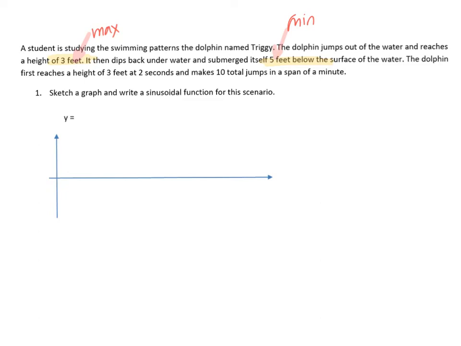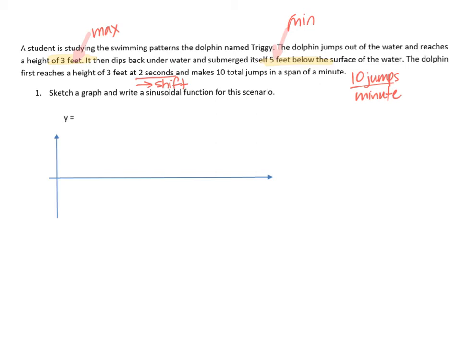It first reaches a height of 3 feet 2 seconds in. So 2 seconds is going to be my horizontal shift. And it makes a total of 10 jumps per minute. So it's 10 jumps per minute. And that's not going to give me the period of the function explicitly, but it will enable me to find the period of the function. So now let's look at that information to give us a sketch.